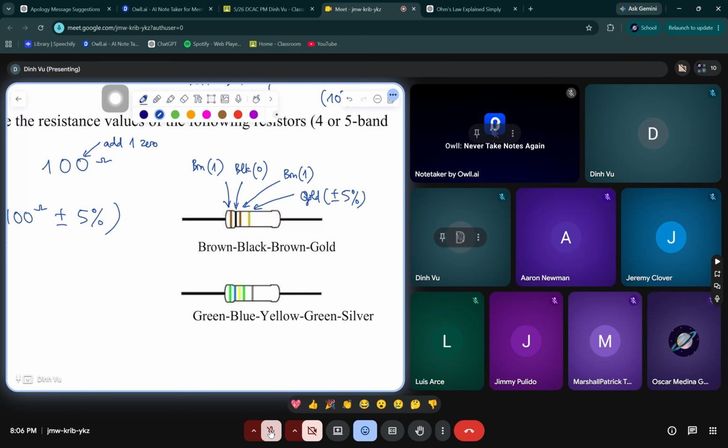Yes, but I need to convert into ohms or kilo ohms or mega ohms. 56.4 mega ohms. You need to convert into the unit ohms or kilo ohms or mega ohms.